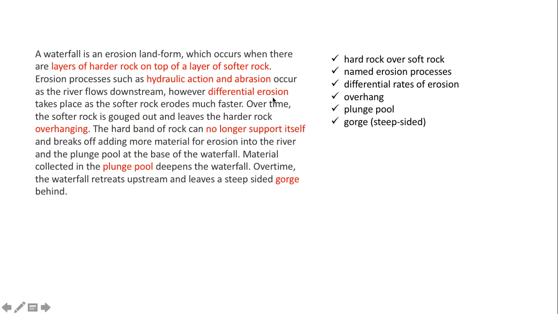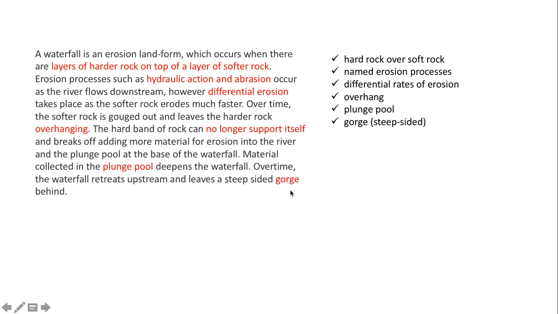We've then moved on, we've said that over time, when that soft rock is gouged out or eroded, you could have used "eroded" there instead of "gouged out", that there's going to be hard rock overhanging. Remember, overhanging, that's when you've got the hard rock and there's nothing underneath it. Then we've even said, look here, the hard rock can no longer support itself, so it collapses and it creates a plunge pool. Over time, because the waterfall is continuously collapsing, it moves back, retreats, fantastic vocabulary there, upstream, and leaves a steep-sided gorge.